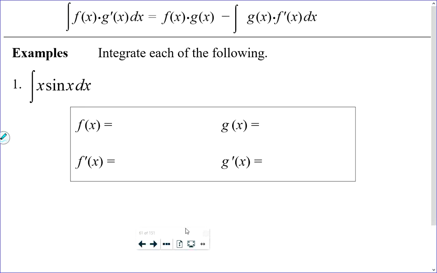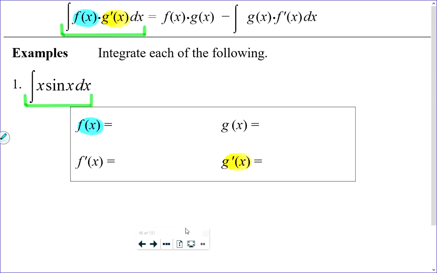One thing I didn't mention is your integrand has to be completely covered with f of x and g prime of x. With substitution, we could deal with constants and coefficients and not worry about them. So this entire integral is going to be broken down into two parts for the integrand. F of x, which we're going to write here, and g prime of x, which we're going to write here. Right? That's what we're doing.